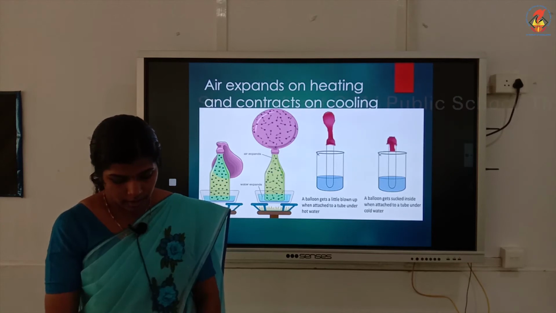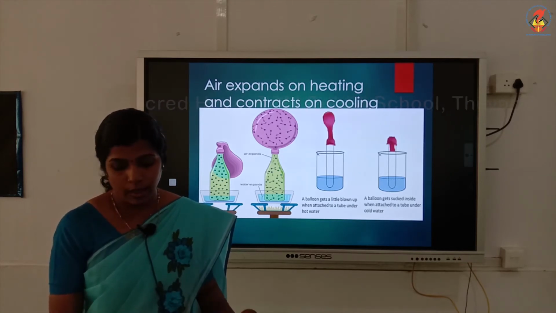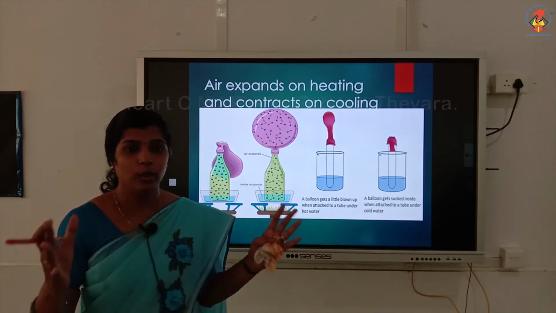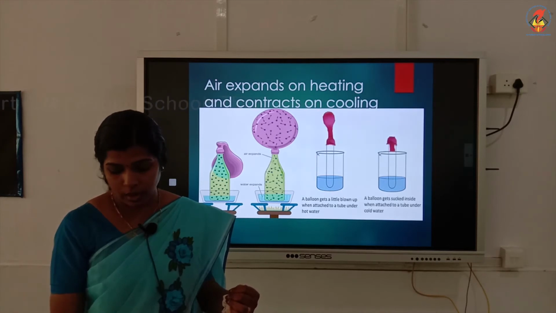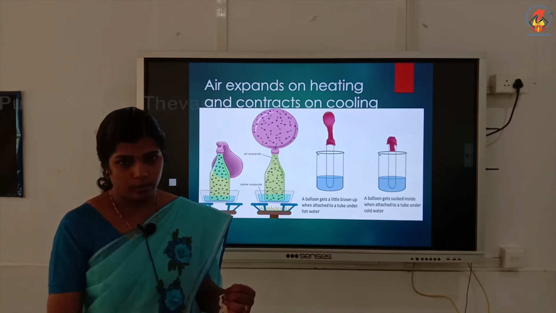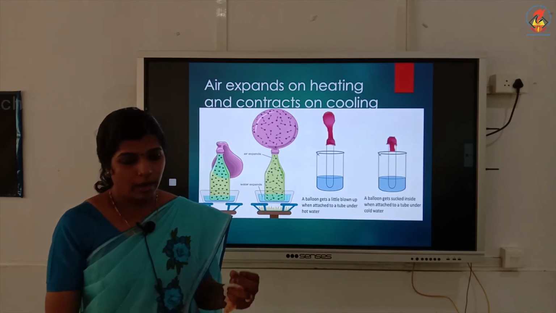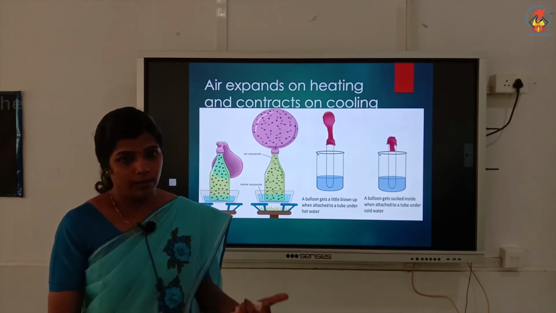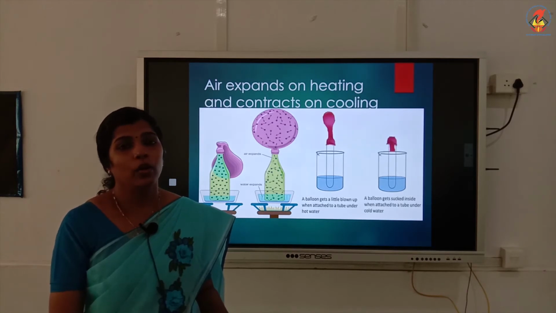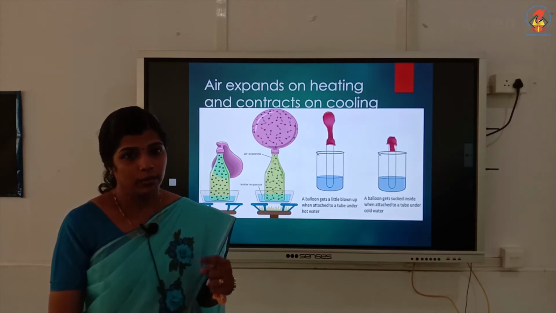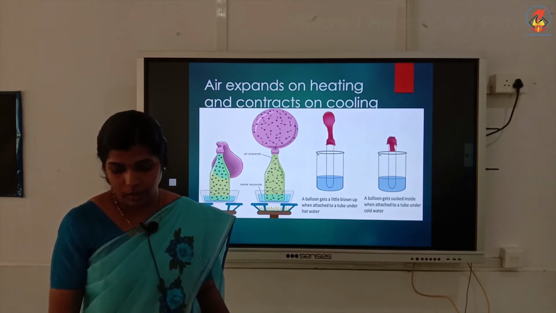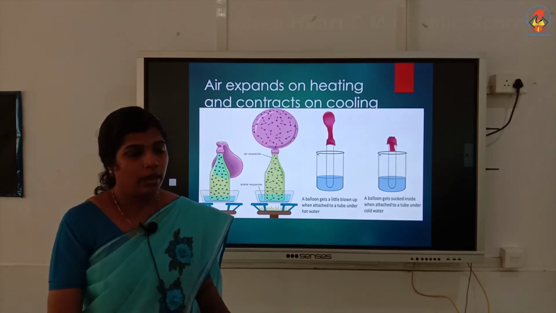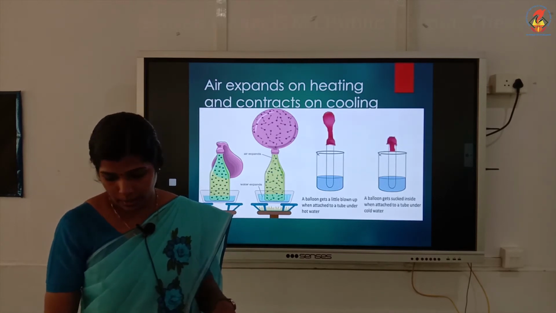You can see that in the first case, the size of the balloon will increase. That is, air in the bottle expands on heating and fills the balloon. That is, hot air molecules need more space than cold air molecules. The greater the heating, the greater will be the expansion.